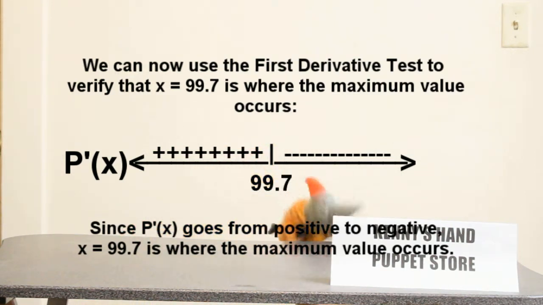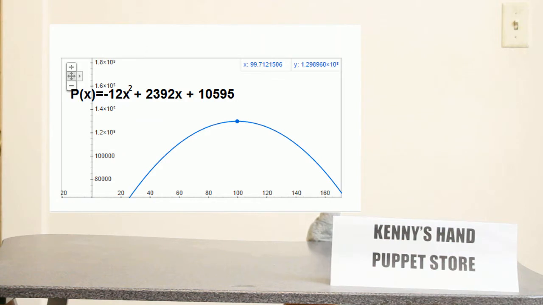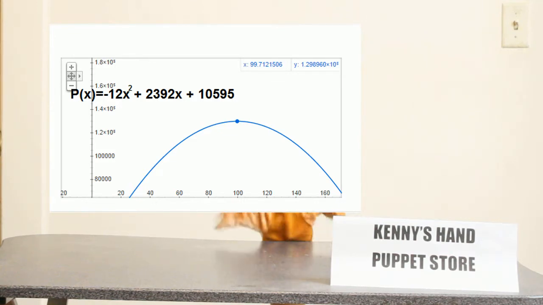When you graph the original function, negative 12x squared plus 2,393x plus 10,595, you can see that 99.7 is a maximum value because it's going from positive to negative.